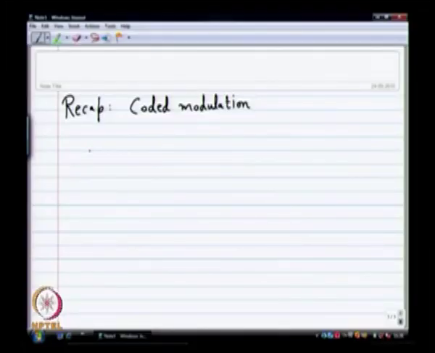Okay. So, what is the picture now? The picture basically looks like this. You have a k-bit message M which gets encoded using an n comma k code.